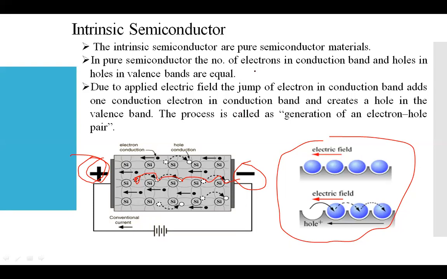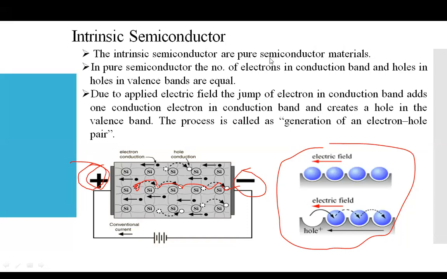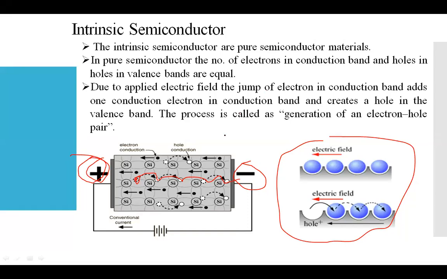So this is the process we have right now. You can see that the electrons move, or are attracted towards the positive terminal, and the holes are created in the valence band. Those holes are also filled later by electrons, right? So this process is the generation of the electron-hole pair. This is the process.